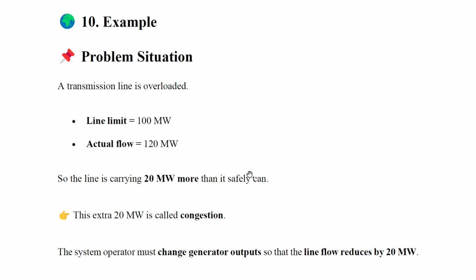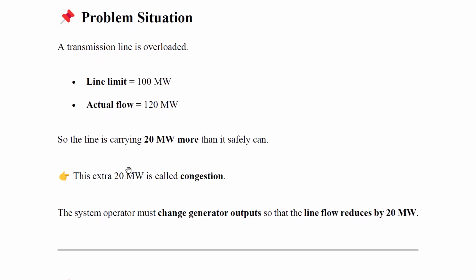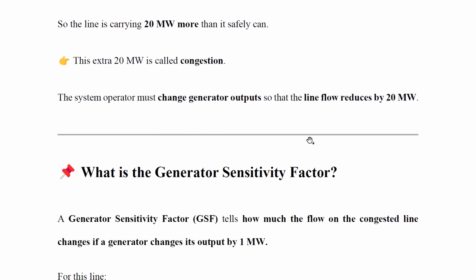There is a sudden rise in demand, and everything is connected to the online generator. Due to automatic generation control, it automatically gives a signal to the generator so that the generation suddenly rises by 20 megawatts. So it is not within the safety limit, and 20 megawatts more power is flowing. This extra 20 megawatts is called congestion. The system operator must change the generator output so that the line flow reduces by 20 megawatts.